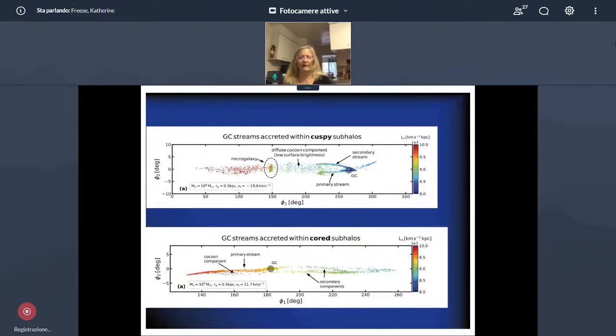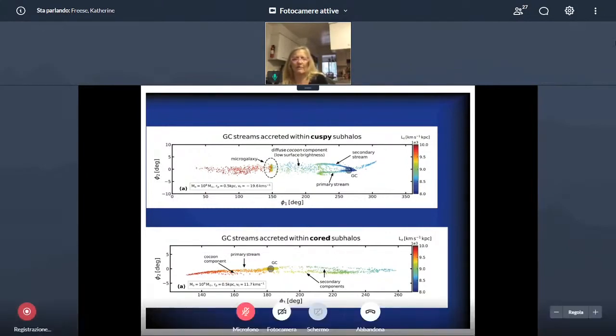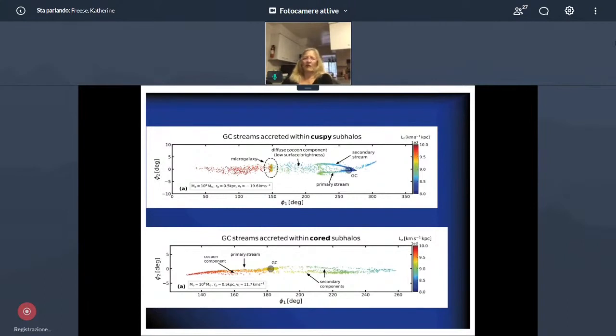And what we're finding is they look different. Inside cuspy halos, you can see that there's a lot of structure here. The basic moral of the story is that this stream in the upper picture from cuspy halos is obviously a wider object than in the case of cored subhalos. It's wider, not just physically, but also dynamically.